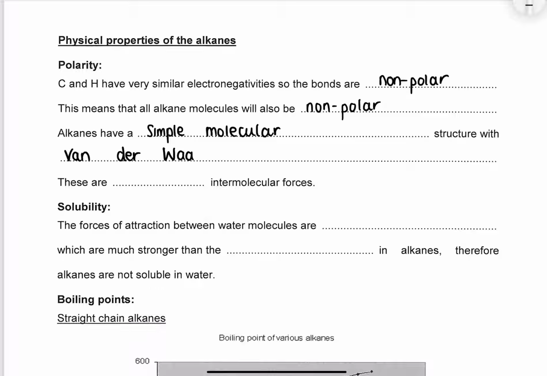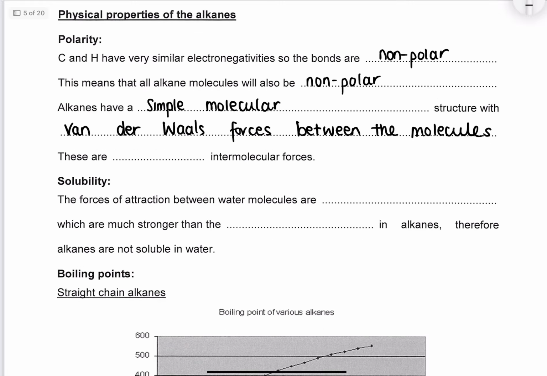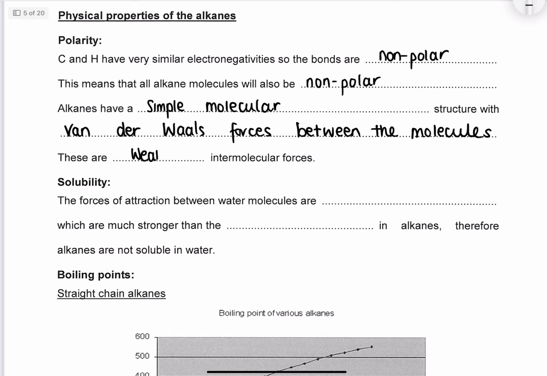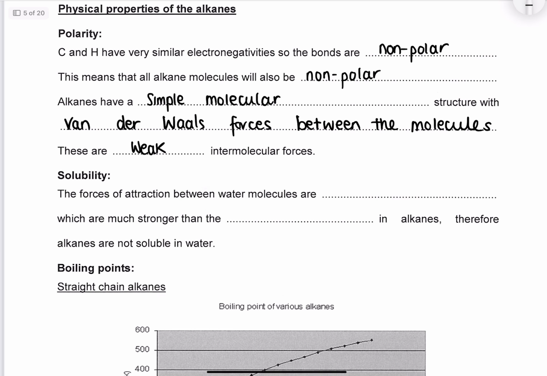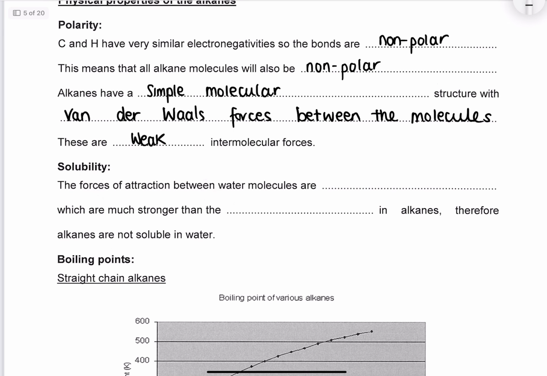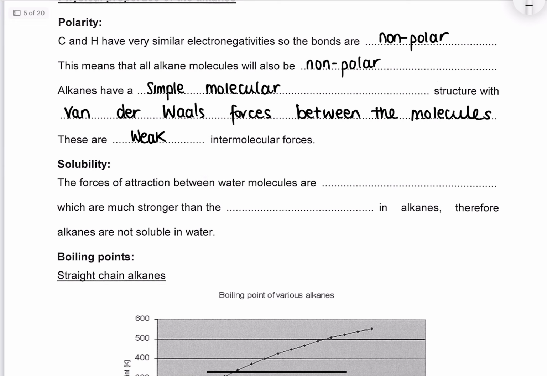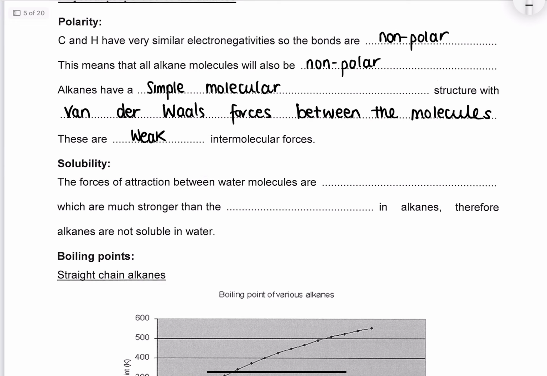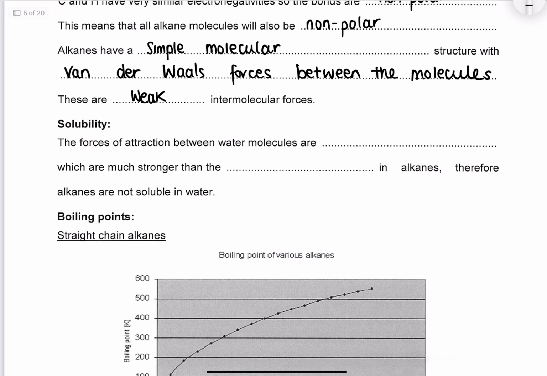They have van der Waals forces between the molecules. So when we get asked a question about their physical properties, we need to refer to their structure, simple molecular, and their intermolecular forces, van der Waals forces between the molecules. These are really weak intermolecular forces, so that means that our alkanes will have relatively low boiling points and melting points. And it turns out that the first four straight chain alkanes, with only van der Waals between the molecules, are gases at room temperature.